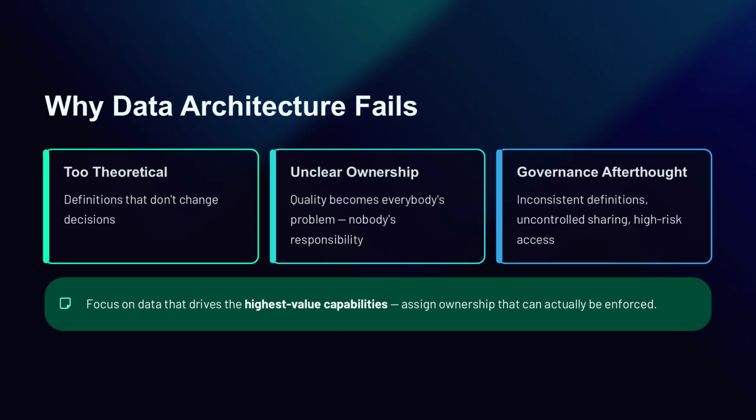Now that you know the goal, you need to avoid common failure patterns, starting with data architecture. Data architecture fails when it becomes a theoretical exercise, filled with definitions that do not change decisions. It also fails when data ownership is unclear, because without ownership, data quality becomes everybody's problem and nobody's responsibility. Another failure is treating data governance as an afterthought, which leads to inconsistent definitions, uncontrolled sharing, and high-risk access. In phase C, your job is to keep data architecture practical by focusing on the data that drives the highest value capabilities and value streams, and by assigning ownership and governance that can actually be enforced.